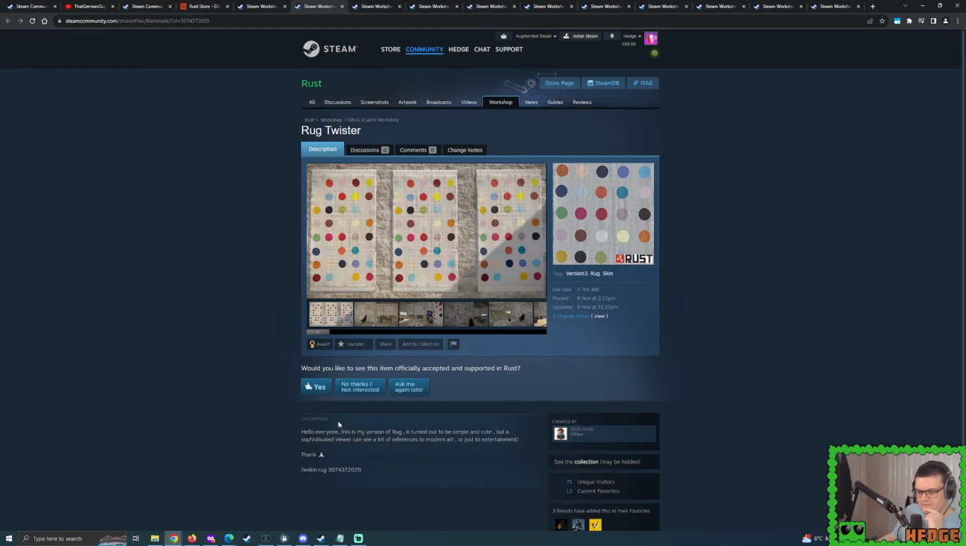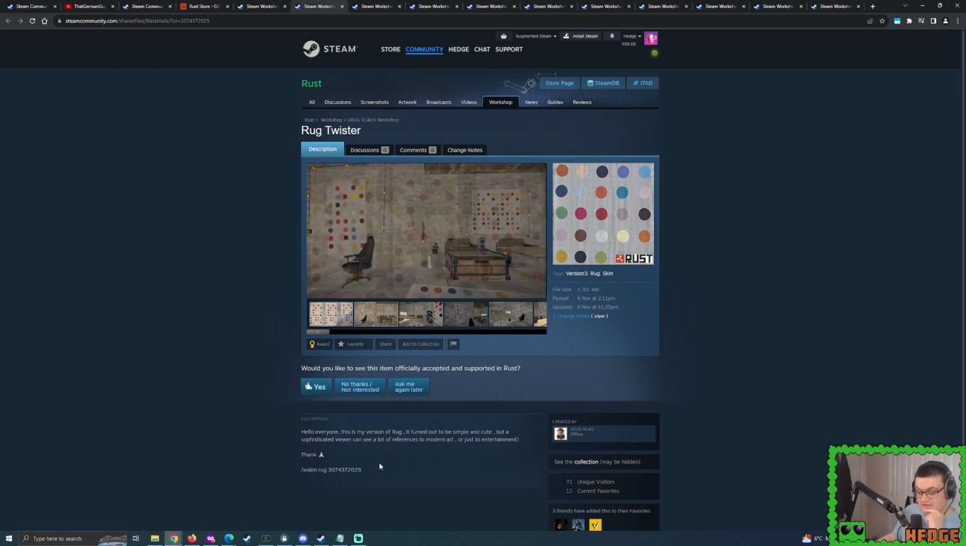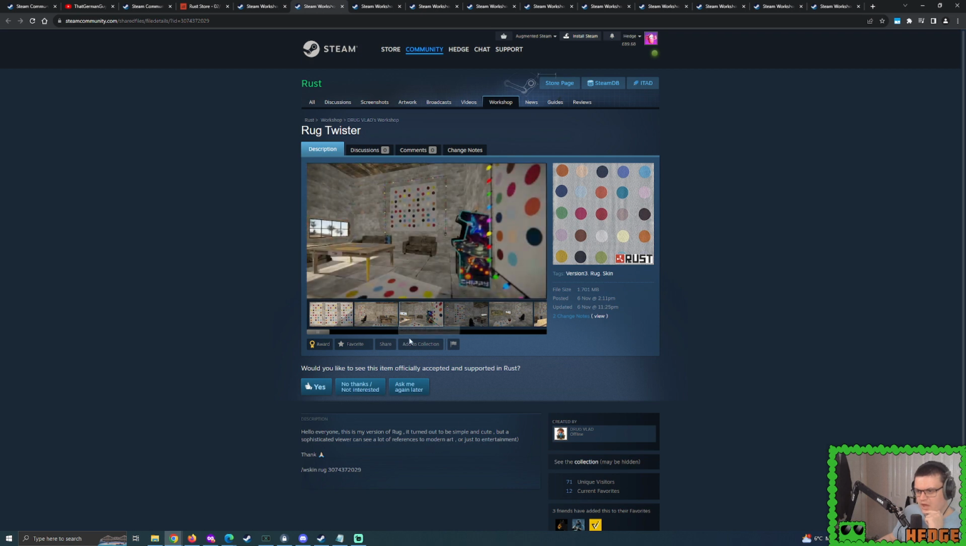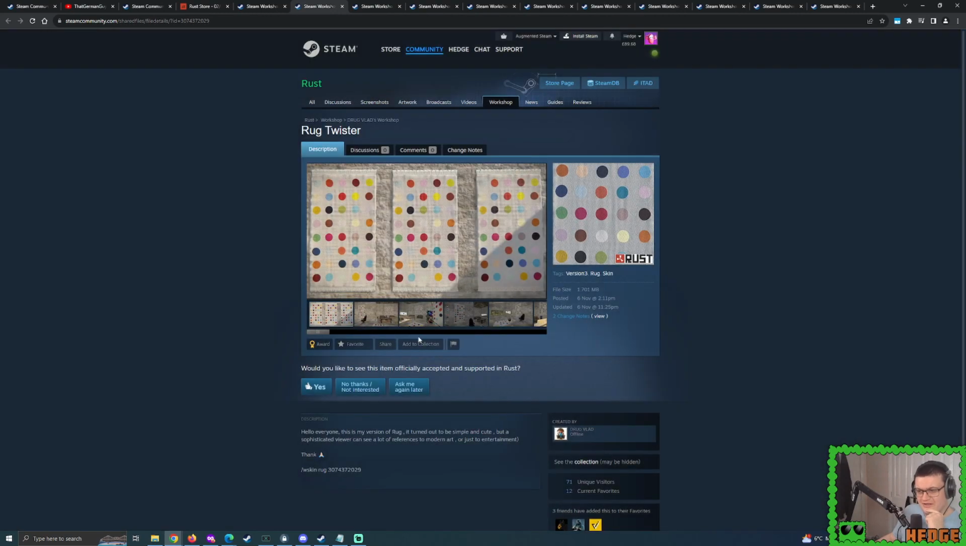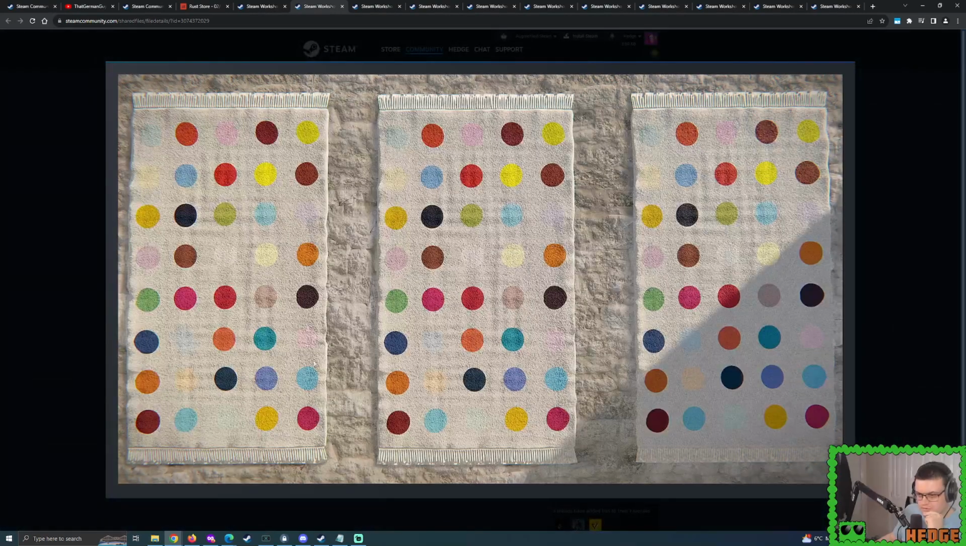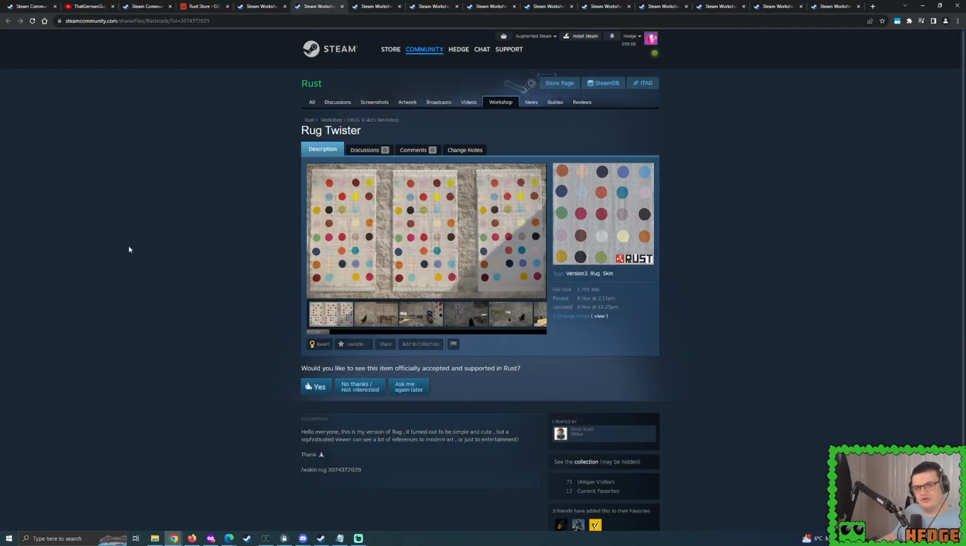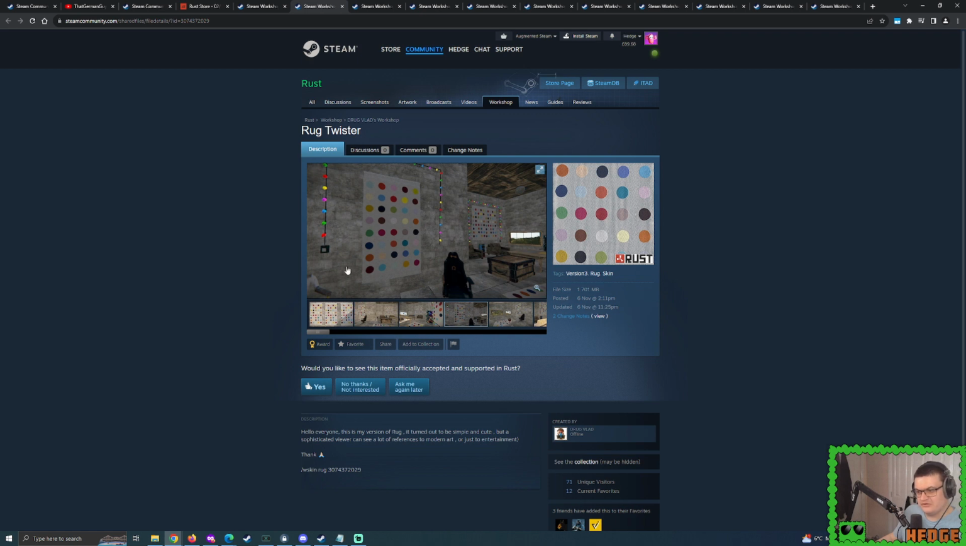Hello version, this is my version of Rug. Yes, it is a rug, yes. It turned out to be simple and cute, but a sophisticated viewer can see a lot of references to modern art or just to entertainment. Okay, sure. It has green. I love green. Green's awesome. Oh my god, it also has light blue. Game changer. All right, Drug Vlad, I'll take your word for it. So, if you happen to like what you see, please consider voting yes or no.